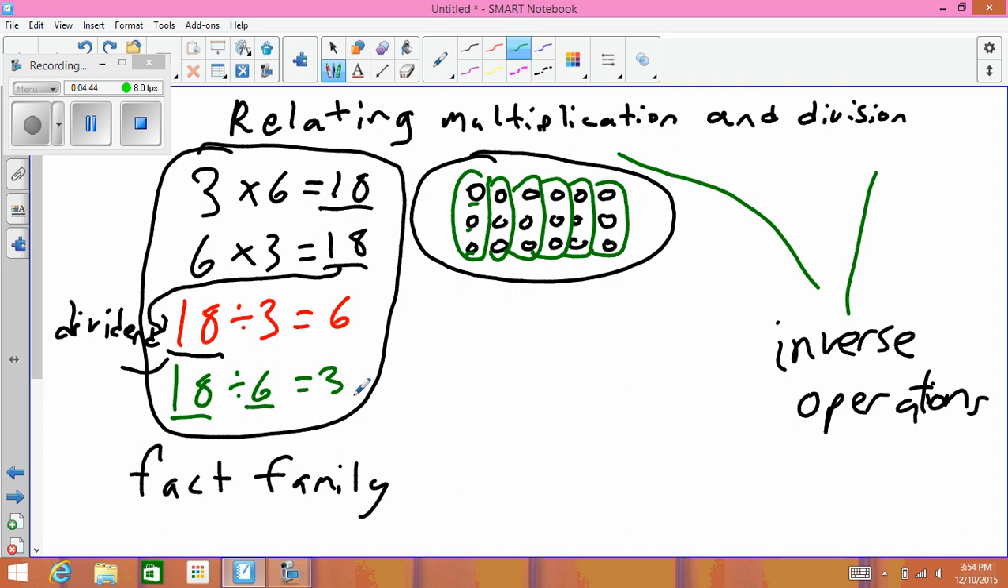So the fact that I could model the division and the multiplication using the same array shows you that these two concepts or operations are related. When you multiply, you get your whole. When you divide, you take your whole and you partition it out or divide it into smaller, equally sized groups. So that's what we mean when we say inverse operations.